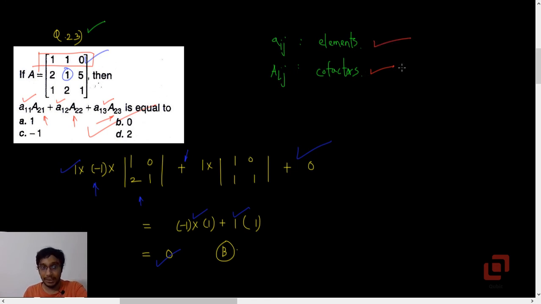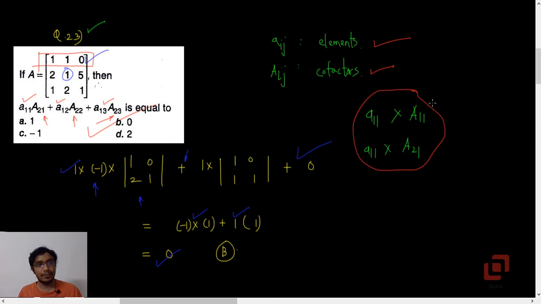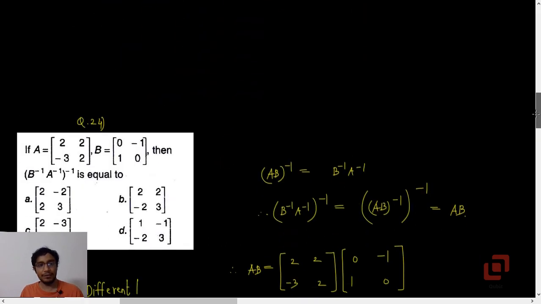denotes the element. Other thing, the subscripts are different. So a11 is not being multiplied by a11, whereas a11 is being multiplied by a21. Okay, so that is another point where you may go wrong. So that is 23. Let's go to 24.